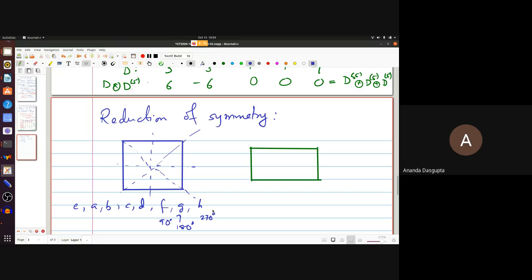Now some of these symmetries survive, some don't, right? So which ones survive for the rectangle? E, A, B, G. E survives, of course. E survives anyway. A, B, and G. Right?